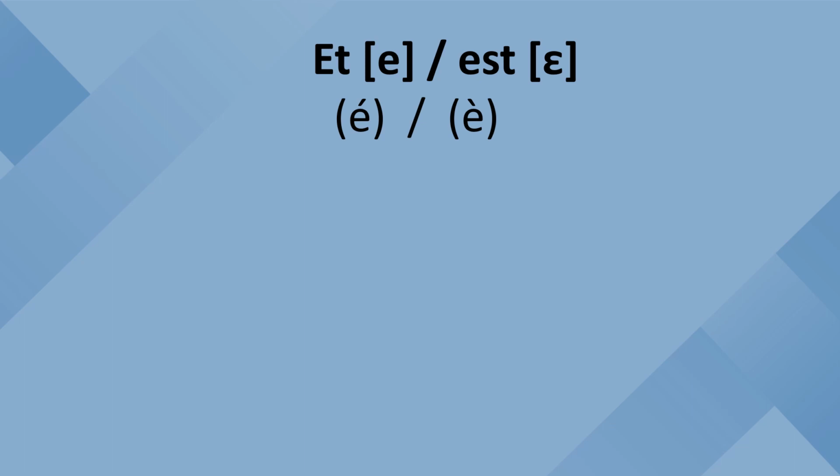It is very important to know that because ET doesn't have a liaison. You can't link it with the word before or after. Not possible, it's forbidden, which is not the case with EST. With EST, you have to do it. So I'm going to give you a sentence and you're going to tell me where the liaisons are.